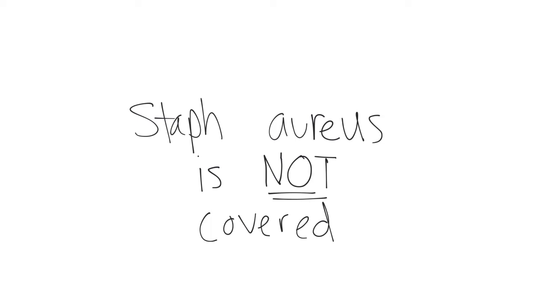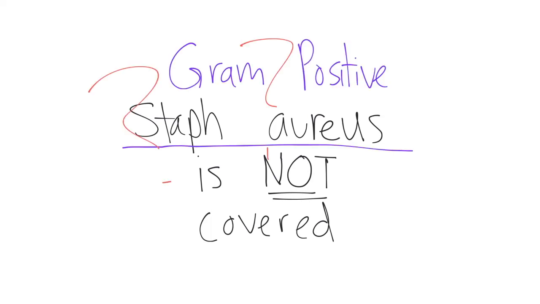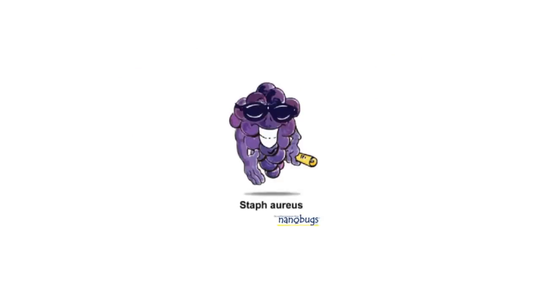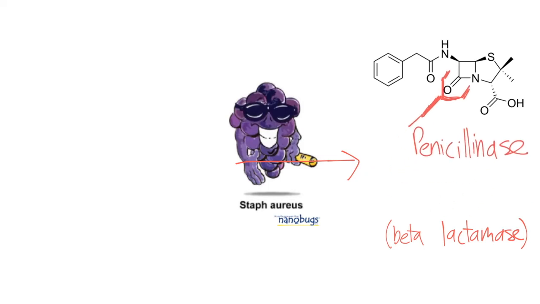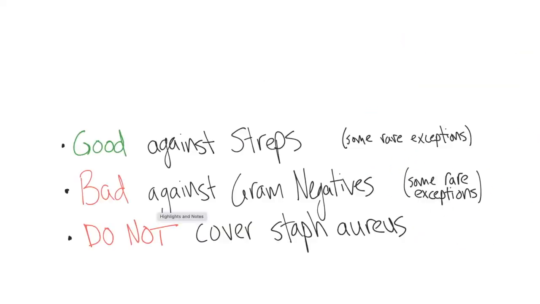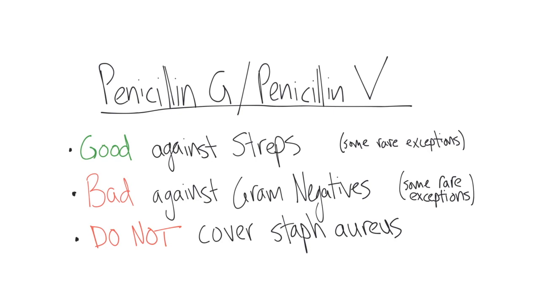So now you might be asking me, hold the phone. You told me staph aureus is not covered by penicillin, but staph aureus is a gram-positive. What's going on there? To which I would say, great question. Well, staph aureus is a shady mobster who's going to send his little goons after penicillin. So he can produce what's called a penicillinase enzyme, and that's a beta-lactamase, which we'll talk about more in a future vodcast. Basically, it binds to the active site and inhibits beta-lactams. So that's why Pen G and V are good against streps, bad against gram-negatives, and bad against staph aureus.